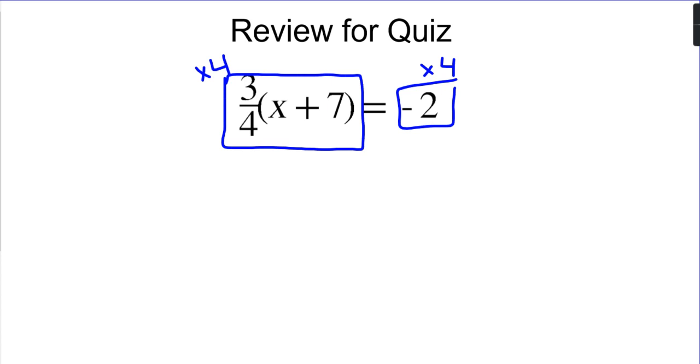The 4 divided by 4 cancels out. We're just left with 3. And we're left with that set of parentheses that it was being multiplied by. So we have 3 times (x + 7) on this side. And then 4 times -2 is -8.